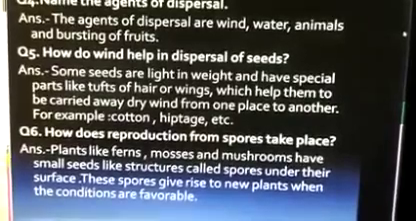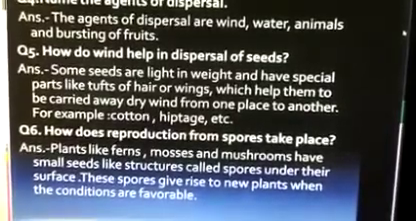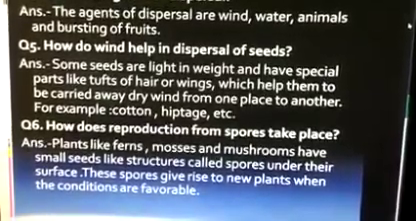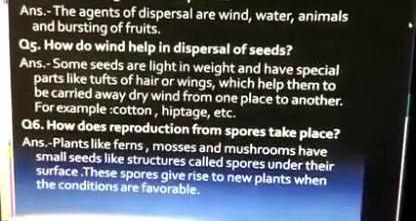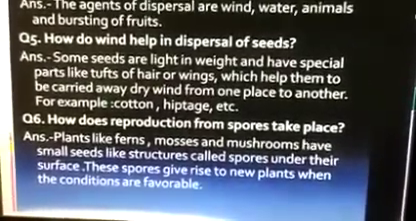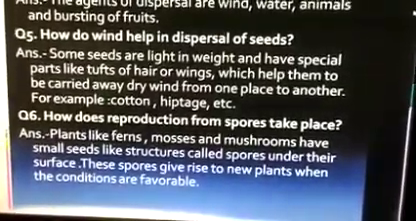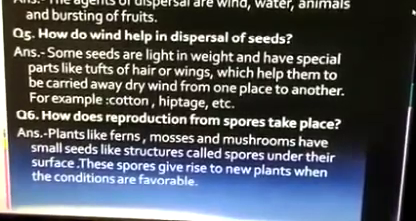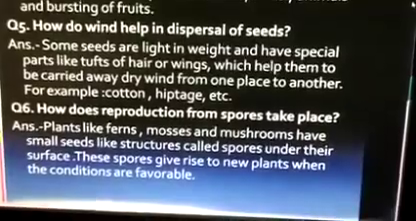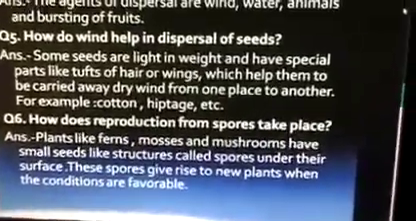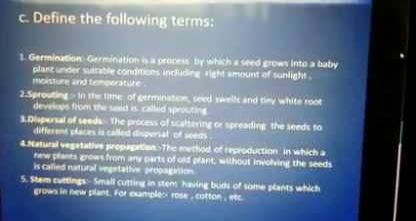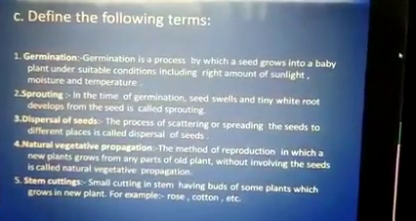How does reproduction from spores take place? Plants like fern, mosses and mushroom have small seed-like structures called spores under their surface. These spores give rise to new plants when the conditions are favorable. Now move to the C section. Define the following terms.